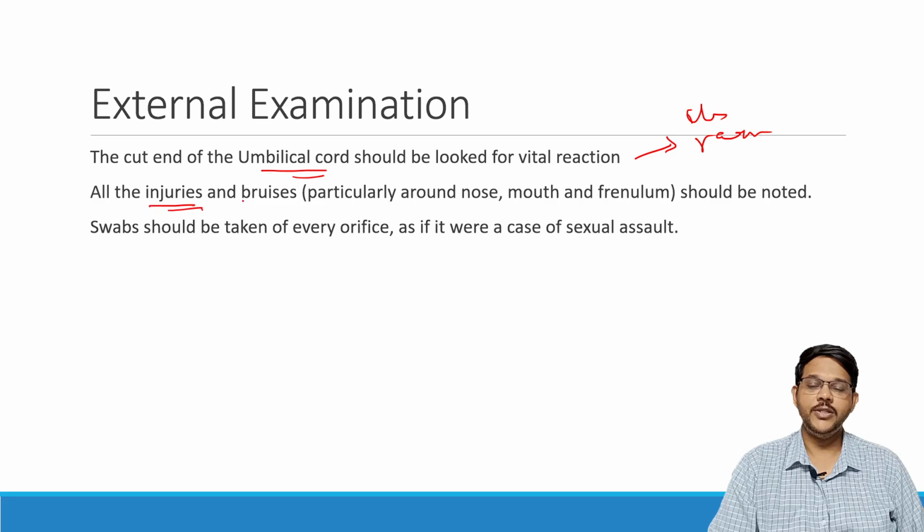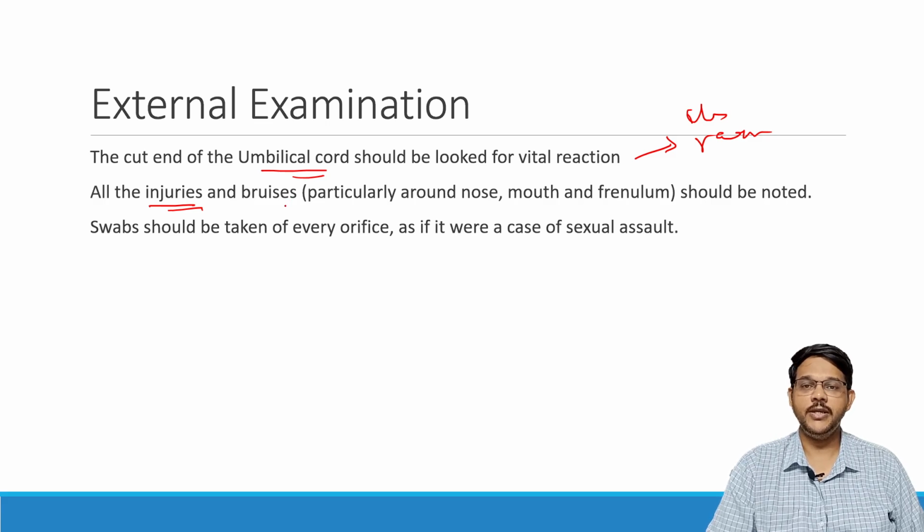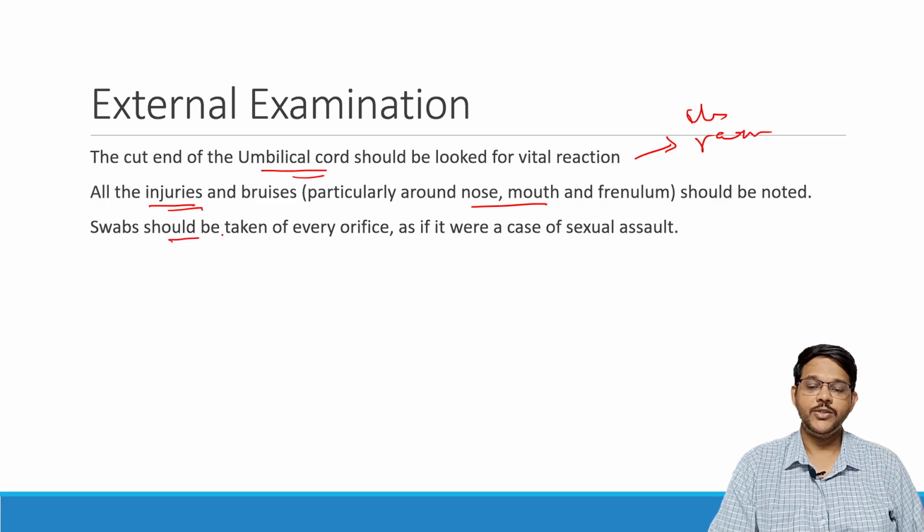Then you look for injuries all over the body. If any injuries are present, like incised marks, bruising, or signs of beating, or asphyxial signs, all should be noted, particularly on the nose, mouth, and frenulum. When any person tries to smother the child, the injuries will be present near the nose and mouth. Then swabs should be taken from every orifice like nose, mouth, vagina, and anus, since cases of sexual assault may also be present, so swabs should be taken.